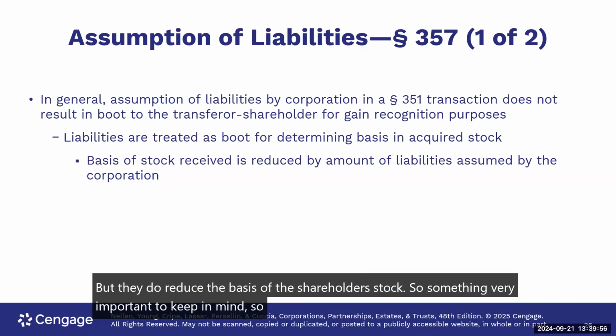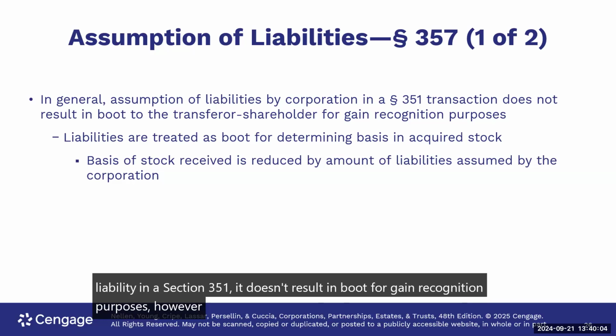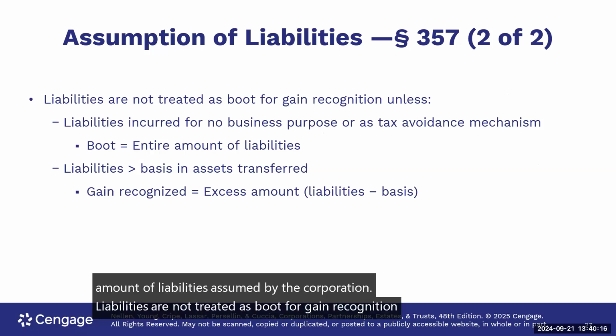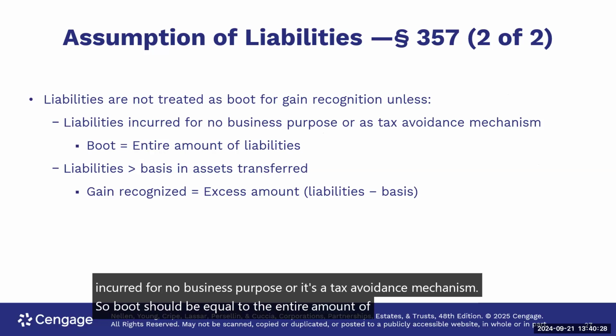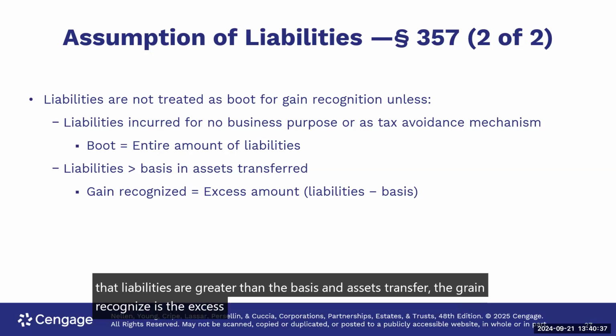Again, in general, the assumption of a liability in a Section 351 transaction doesn't result in boot for gain recognition purposes. However, the basis of stock received is reduced by the amount of liabilities assumed by the corporation. Liabilities are not treated as boot for gain recognition unless the liabilities were incurred for no business purpose or as a tax avoidance mechanism. In that case, boot should equal the entire amount of liabilities. And in the event that liabilities are greater than the basis in assets transferred, the gain recognized is the excess of liabilities minus the basis.